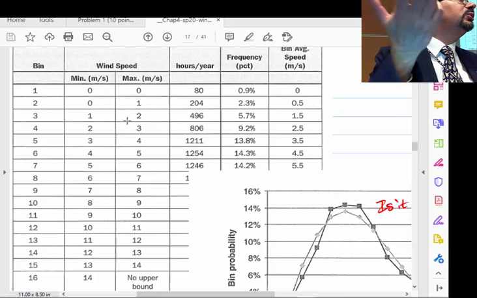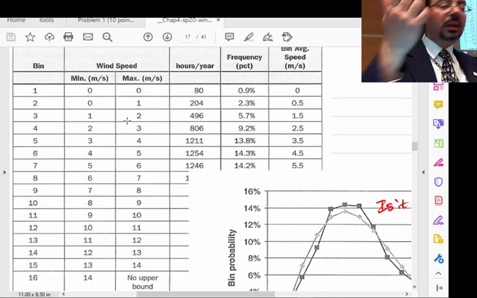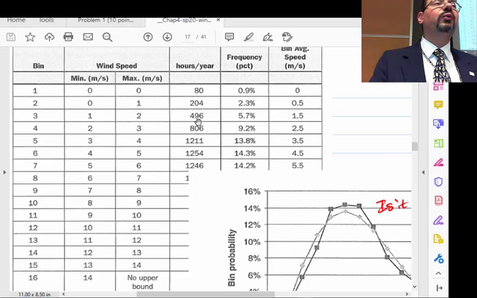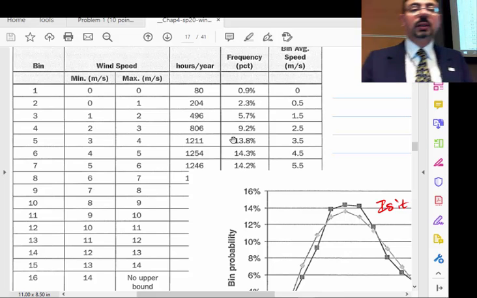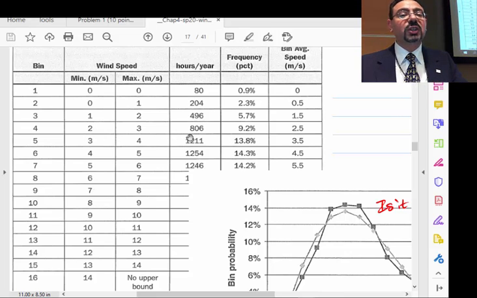I mean, this thing is not even rotating, right? From 1 to 2, 400 hours. How much power do I get? 0. The cut-in speed is 2. Now, from 2 to 3, there are 800 hours per year. The velocity is 2 to 3.